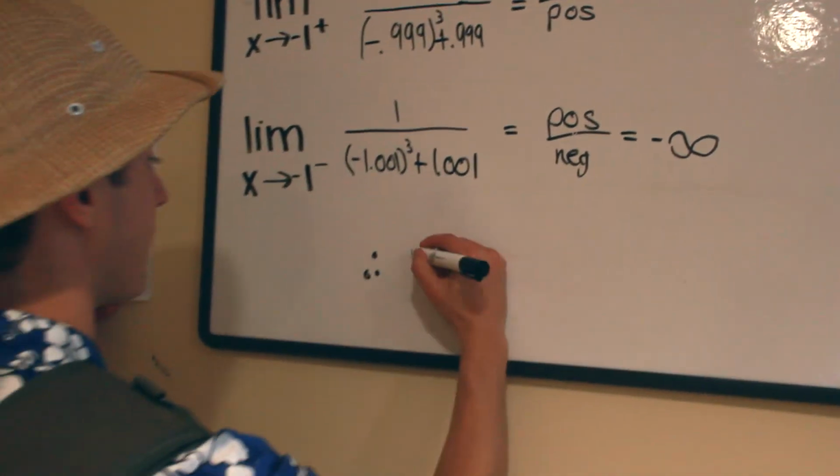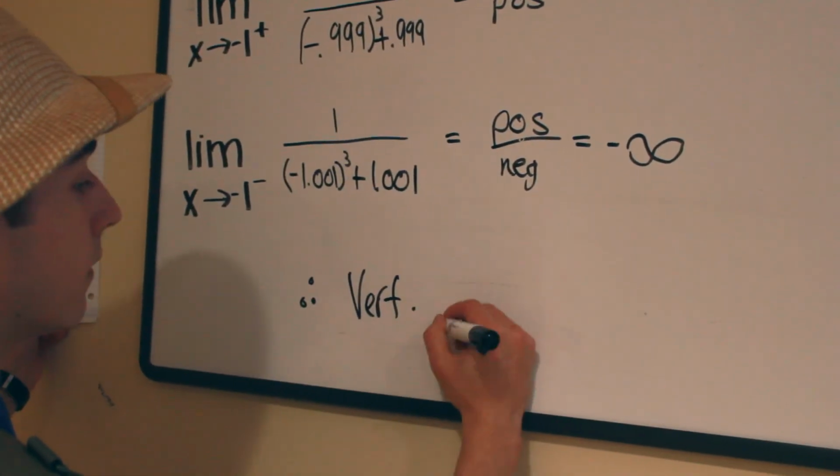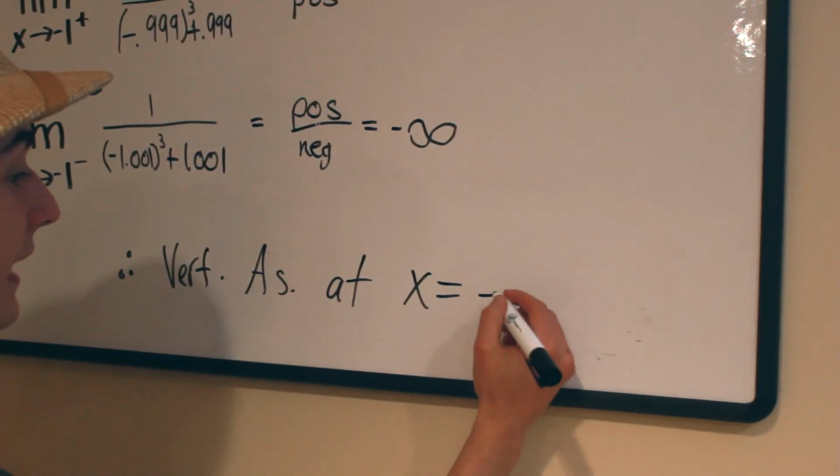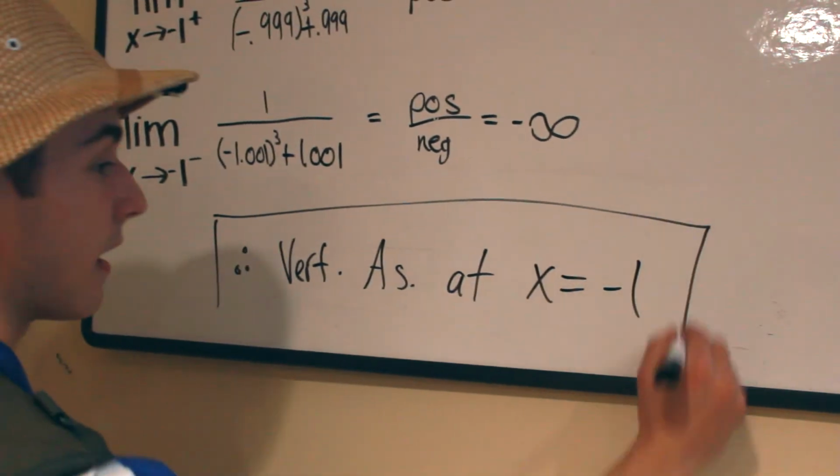Therefore, you have a vertical asymptote at x equals negative 1. And those are all our vertical asymptotes for this graph. Let's continue on and move on to slant asymptotes.